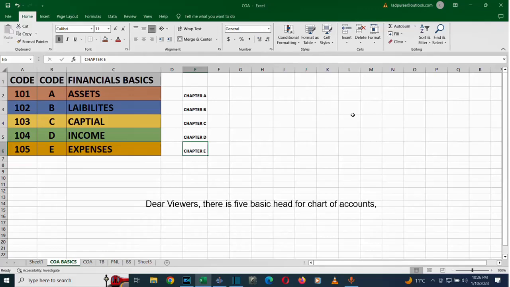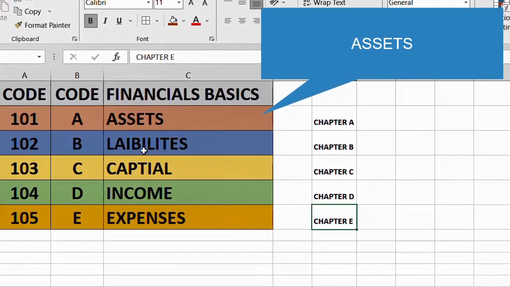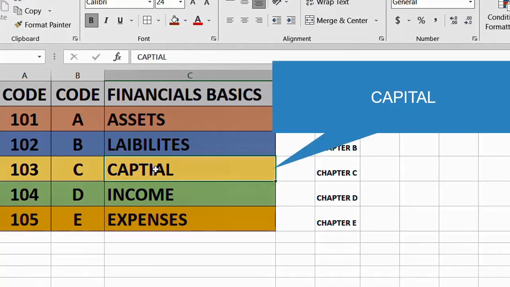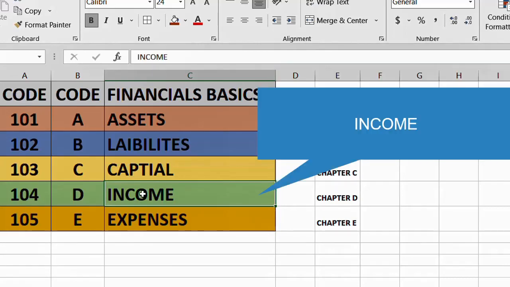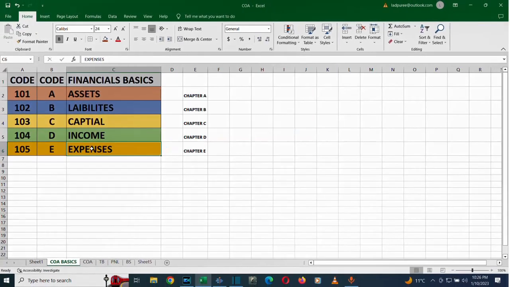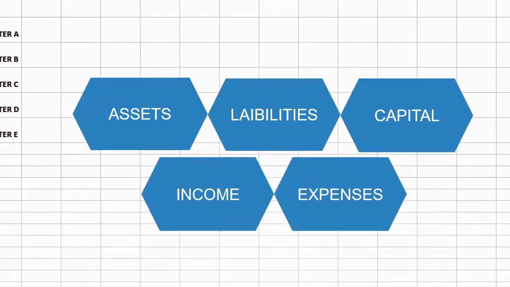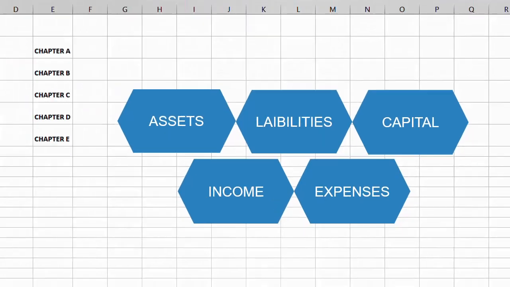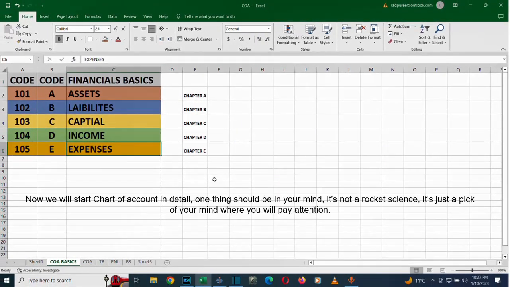Bismillahirrahmanirrahim. Dear viewers, there are 5 basic heads of chart of account. Head number 1, assets. Head number 2, liabilities. Head number 3, capital. Head number 4, income. And head number 5, expenses. These 5 heads of chart of account are generated by any software maker, in each accounting software at level 1. Now we will start the chart of account in detail.